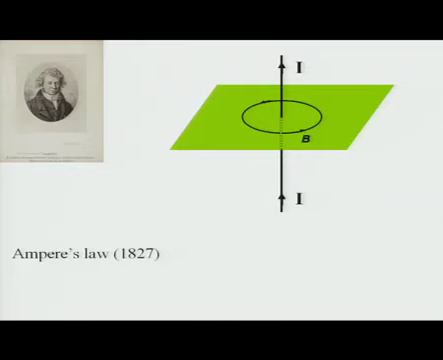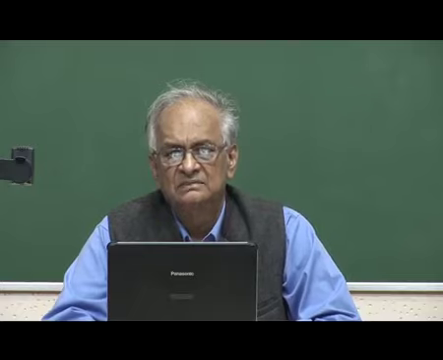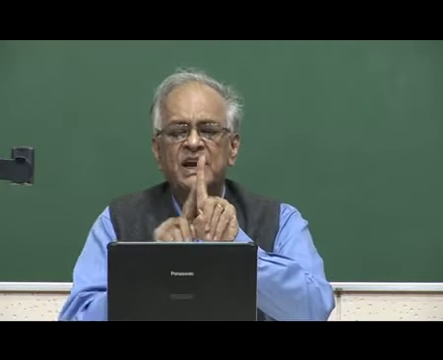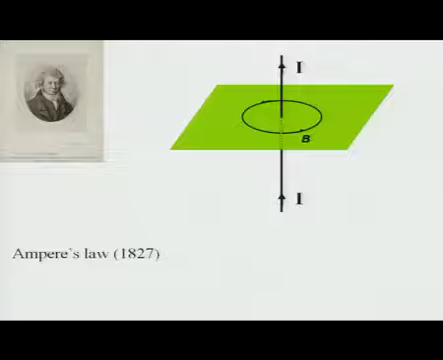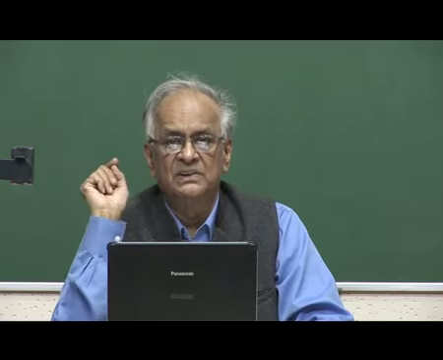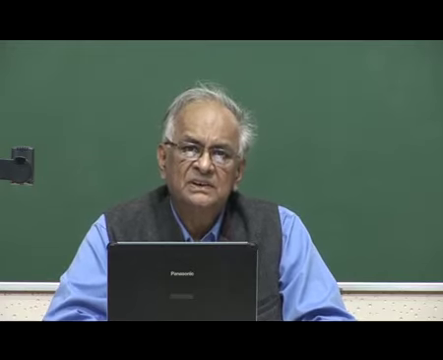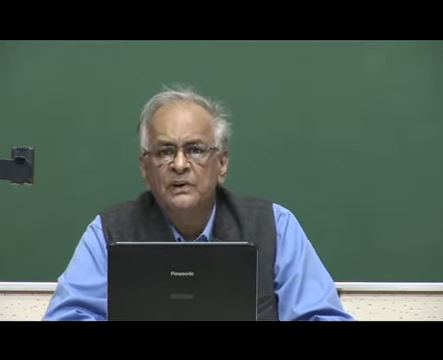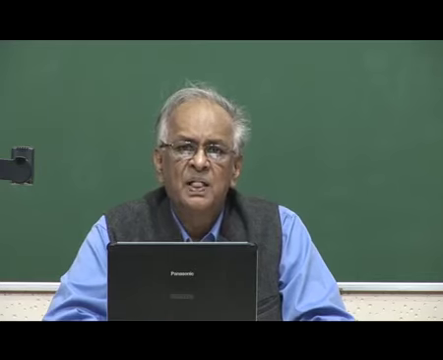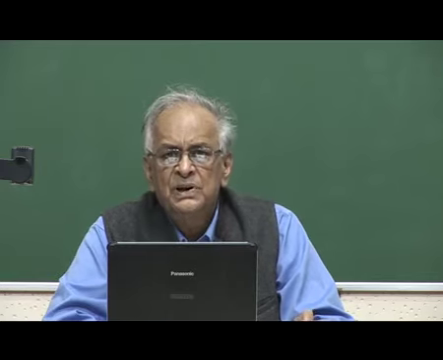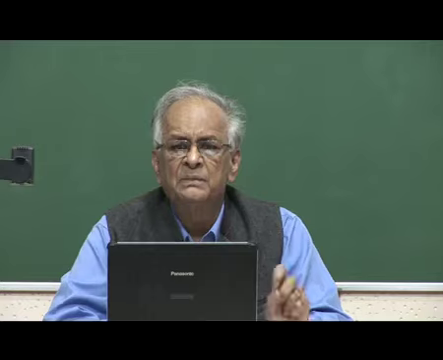Then there was Ampere's law, according to which if I have a conductor carrying current, then surrounding it a magnetic field is created. So, we have a conductor which carries a current I and which produces a magnetic field surrounding it. This was first observed by Oersted and then put in the form of a law by Ampere, which was put in a mathematical form by Maxwell.